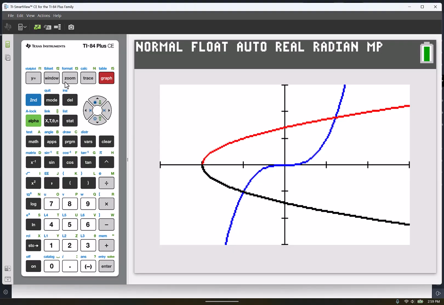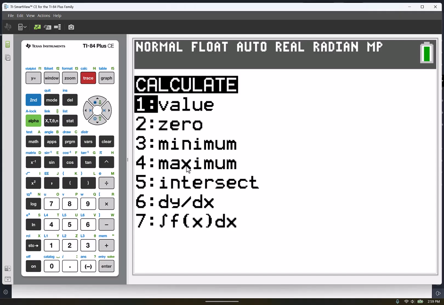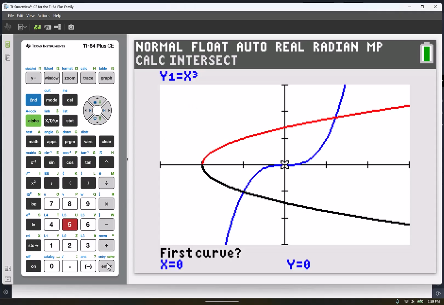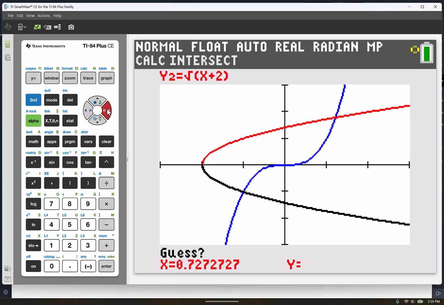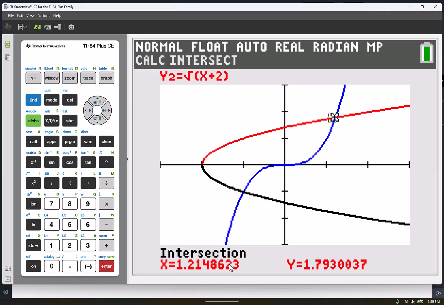So I'm going to go second calculate number 5. Enter, enter. And when it says guess, I'm going to scroll to the one I want. I want that one right there. Are we okay? Push enter. There it is, 1.2148623. Do you guys see that? Go to the home screen.